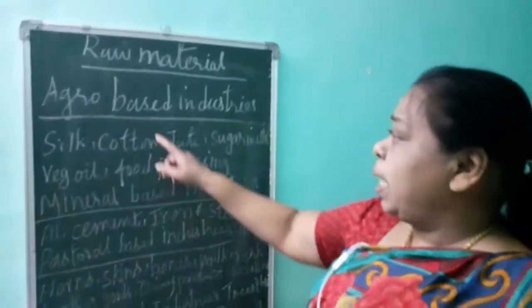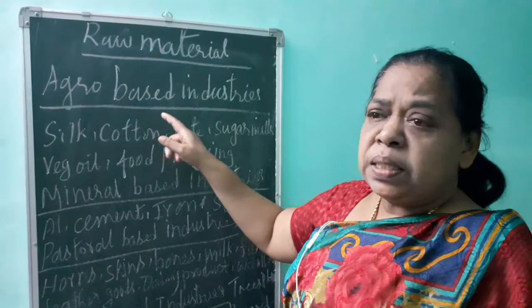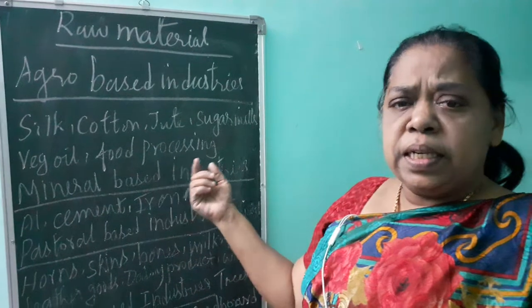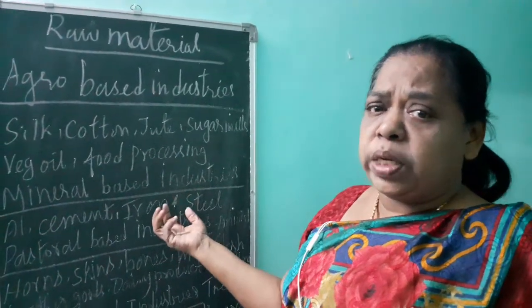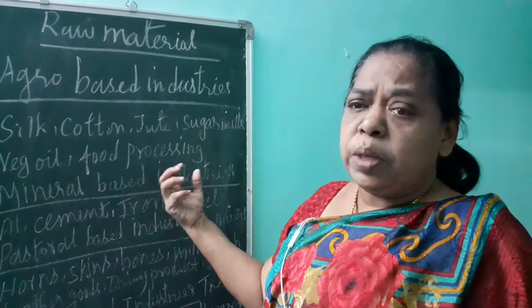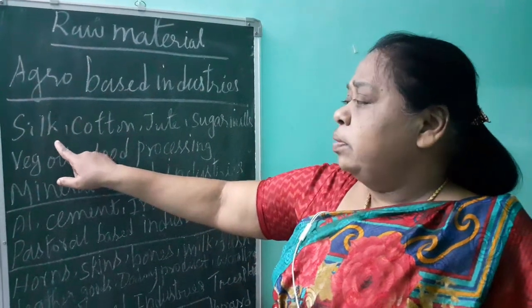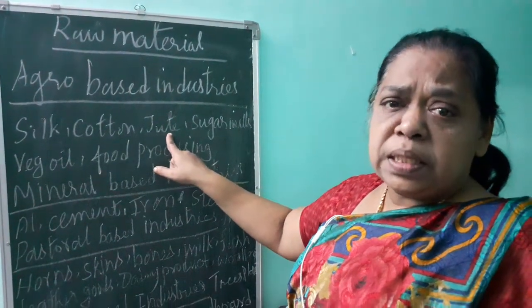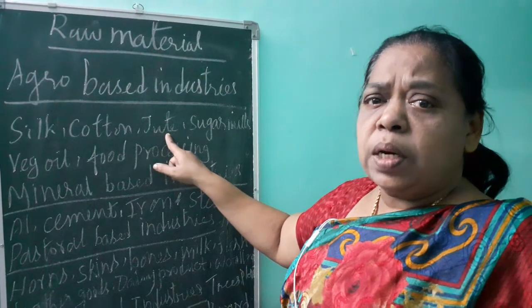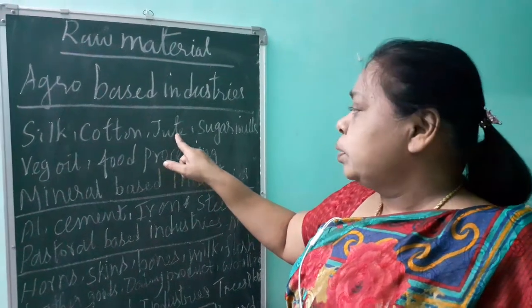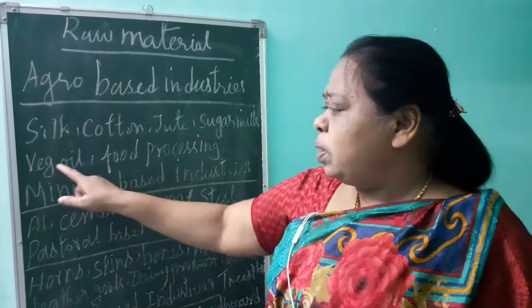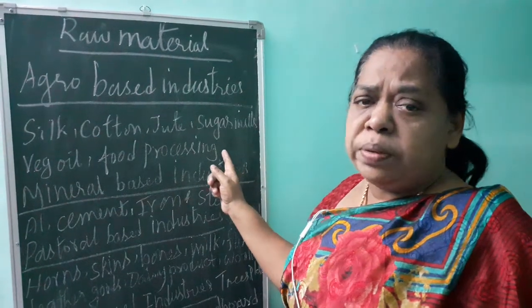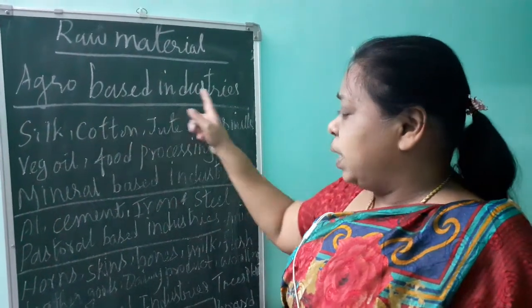The first one is the agro-based industry. In this industry, the basic raw material is taken from the agriculture land, that is from the agriculture production. Here we will have the silk industry, cotton industry, jute industry. Jute means gunny bag. Jute industry, sugar mills, vegetable oil, food processing. These are the industries based on the agriculture production, so that is called agro-based industries.